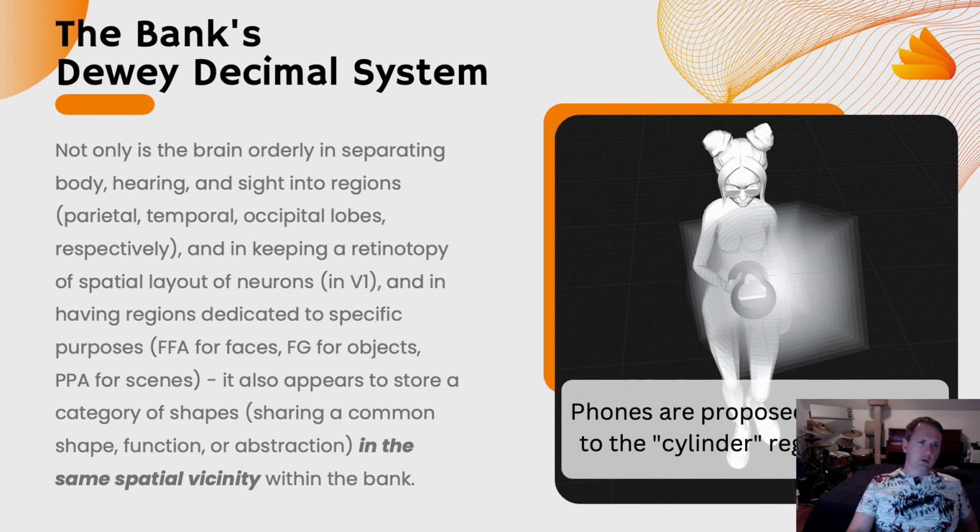We'll just go through this quickly. Some of the proposed spots within the bank for saving things, you could call it like a Dewey decimal system or something. Phones would be proposed to be saved offset to the right slightly, which is the right visual field, which goes more to the left hemisphere, being more involved in language. That's why I think offset to the right in the bank is the region for language, phones, tools, objects, hand, cylinders, holding stuff, that kind of thing.